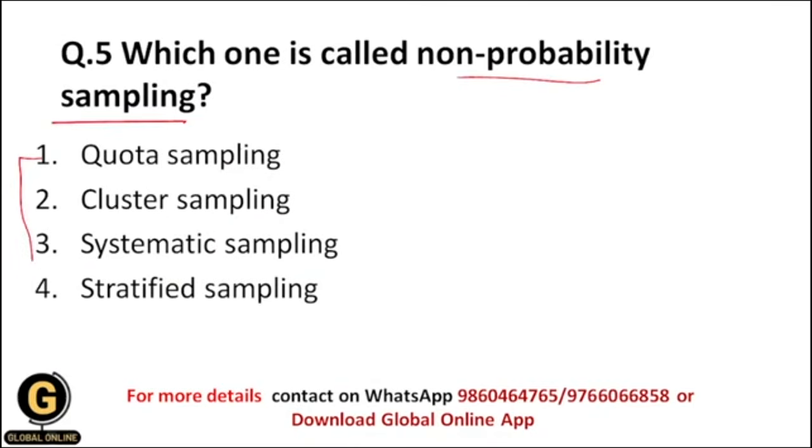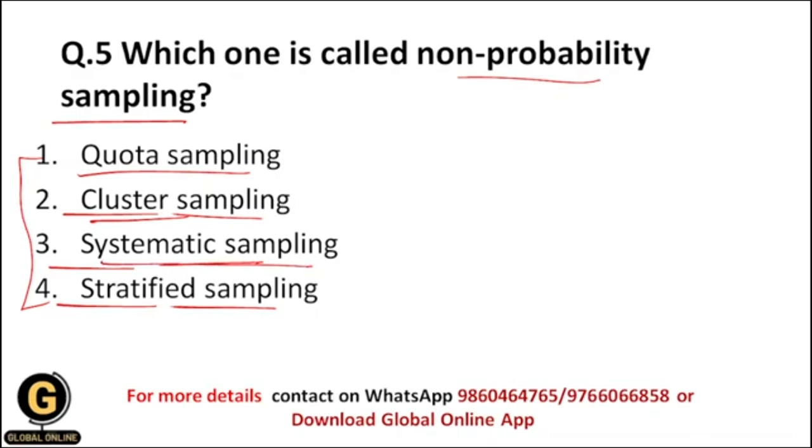Next, which one is called non-probability sampling? Here they have given us different types of sampling techniques, and we need to identify the non-probability sampling technique. Whether it is quota sampling, cluster sampling, systematic sampling, or stratified sampling. So students, if you read these sampling techniques, you will understand that cluster sampling is random sampling, systematic sampling is again random sampling, stratified is again random sampling. So all of these options get eliminated, and that's why your correct answer is quota sampling.